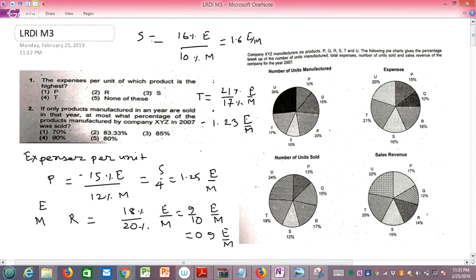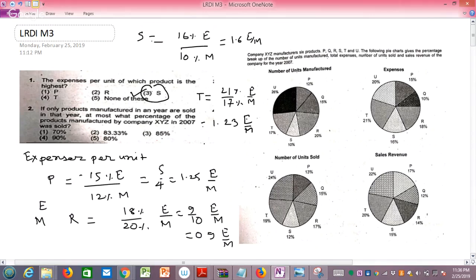And for Q, if you just check, it is very less: 10 by 15 is less than 1. And for U, it is again 20 by 28, so less than 1. So if you see for these, only S is the highest. So S will be the answer here. Cost per unit is highest for S.